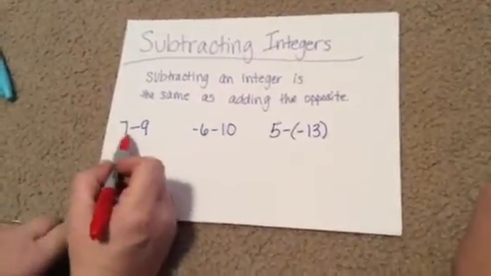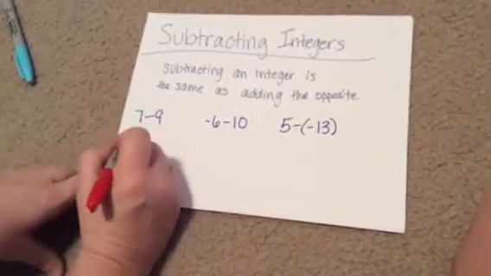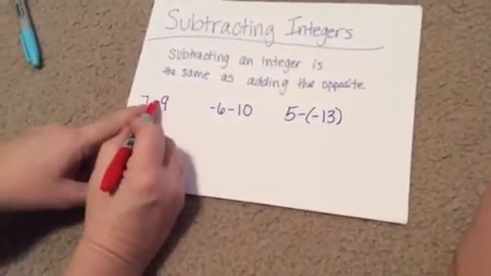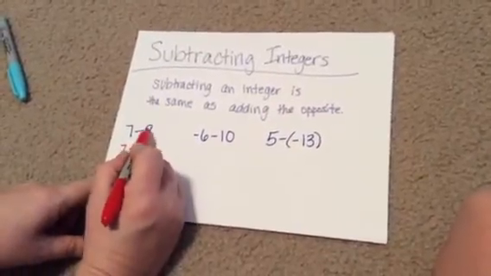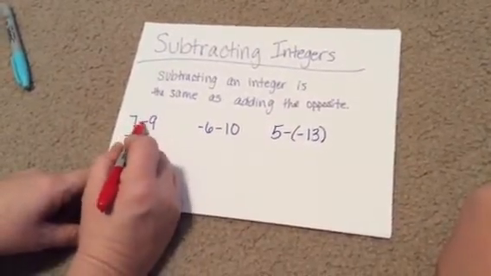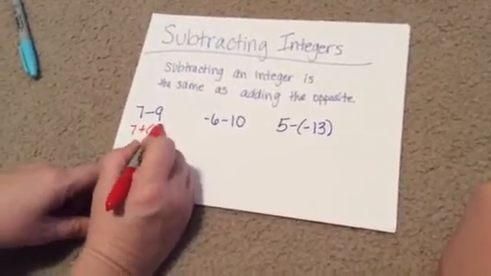Okay, keep, change. So I'm adding the opposite of the second one. I keep this first number, change this subtraction to addition, and add the opposite of this 9. This is a 7 minus 9, so it's a positive 9. So I'm going to do 7 plus negative 9.